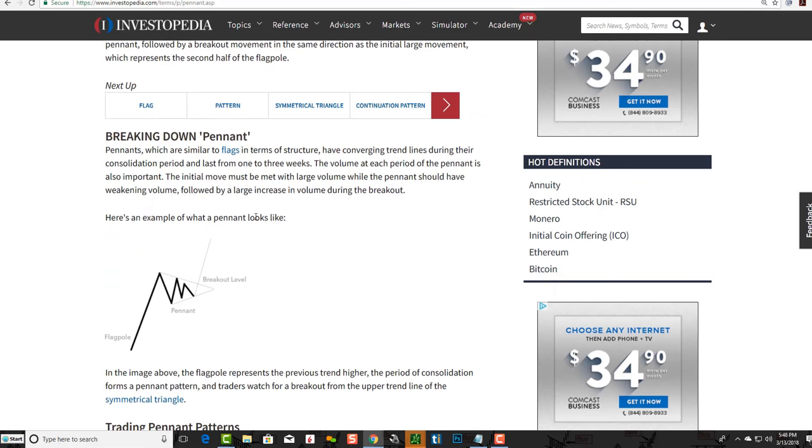Breaking down a pennant. Pennants, which are similar to flags in terms of structure, have converging trend lines during the consolidation period and last from 1 to 3 weeks. The volume at each period of the pennant is also important. The initial move must be met with large volume, while the pennant should have weakening volume followed by a large increase in volume during the breakout. So what does all that mean? How does it all look? Well, I'm going to explain it to you.